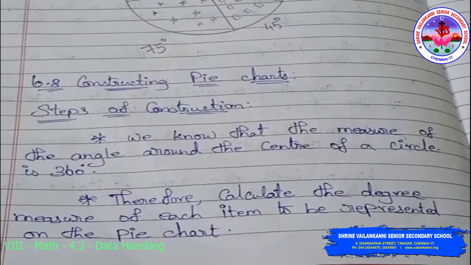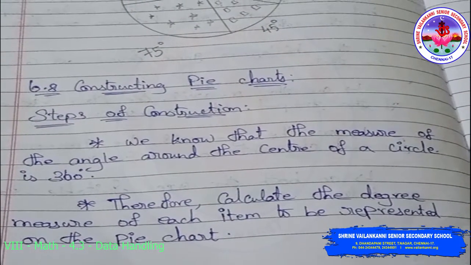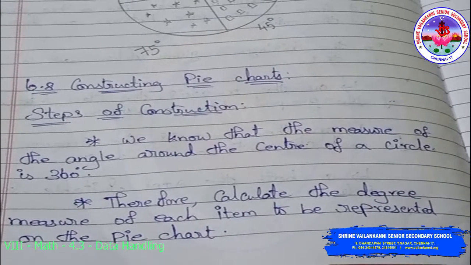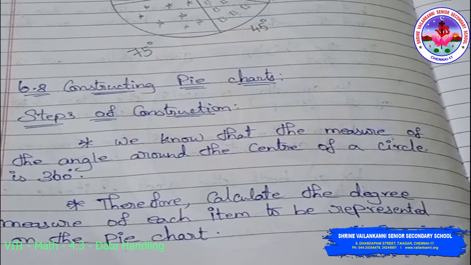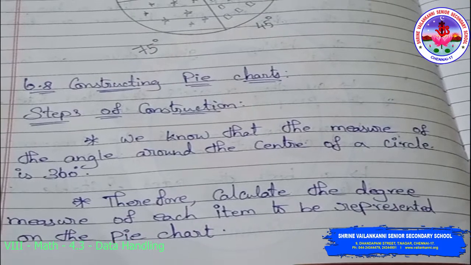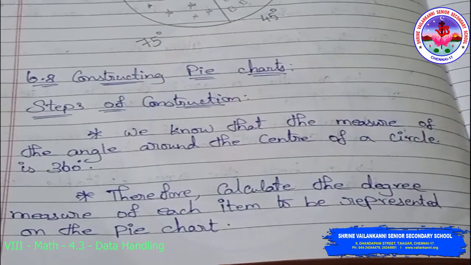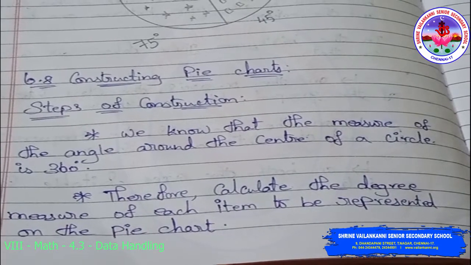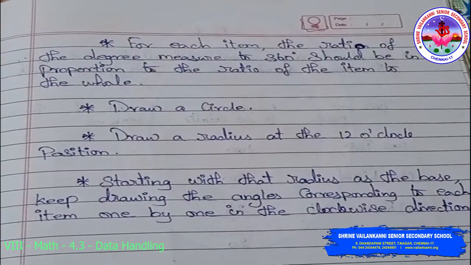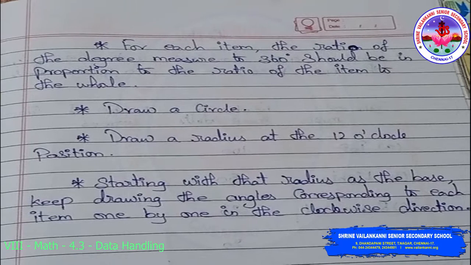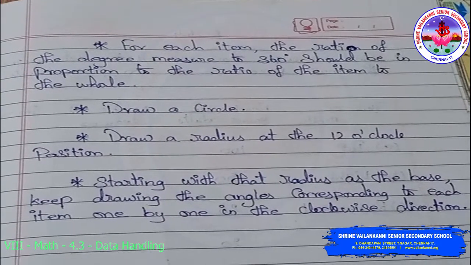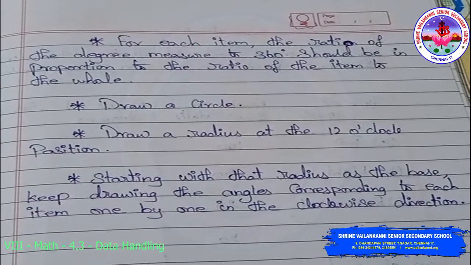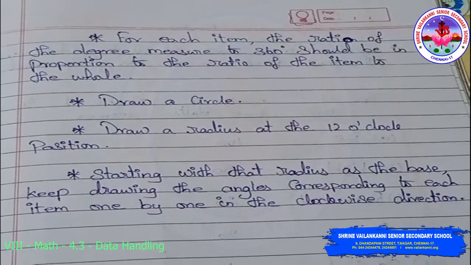Next topic is 6.8, constructing pie charts. Steps of construction. We know that the measure of the angle around the center of the circle is 360 degrees. Therefore, calculate the degree measure of each item to be represented on the pie chart. For each item, the ratio of the degree measure to 360 degrees should be in proportion to the ratio of the item to the whole.